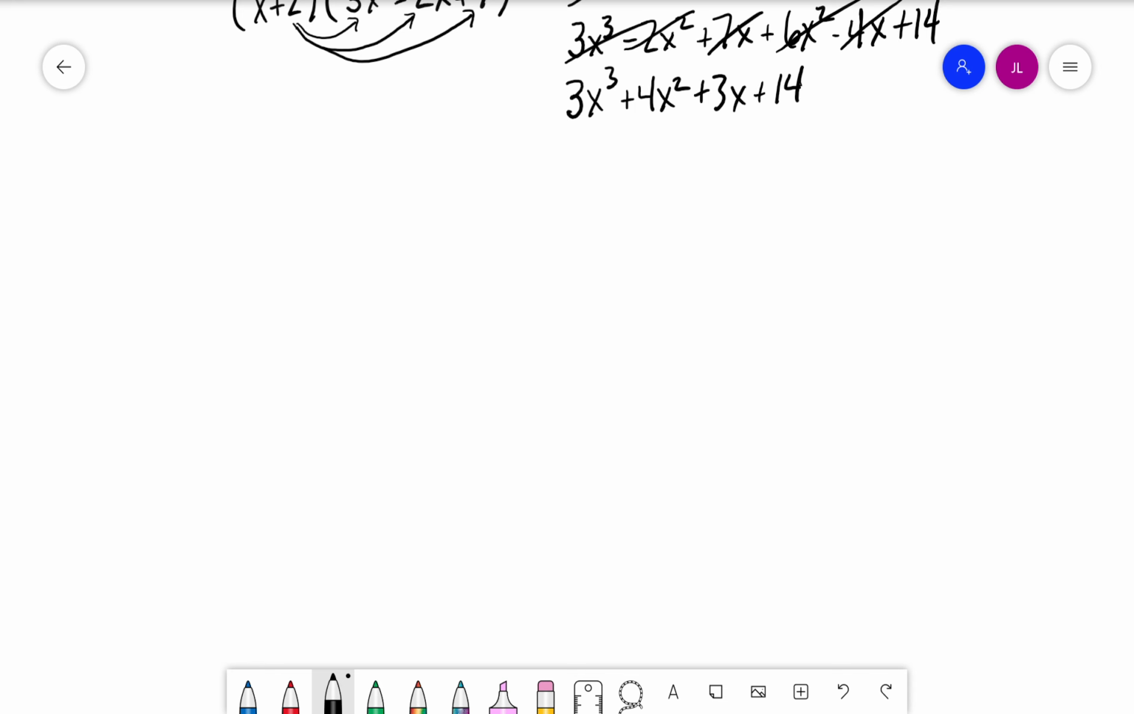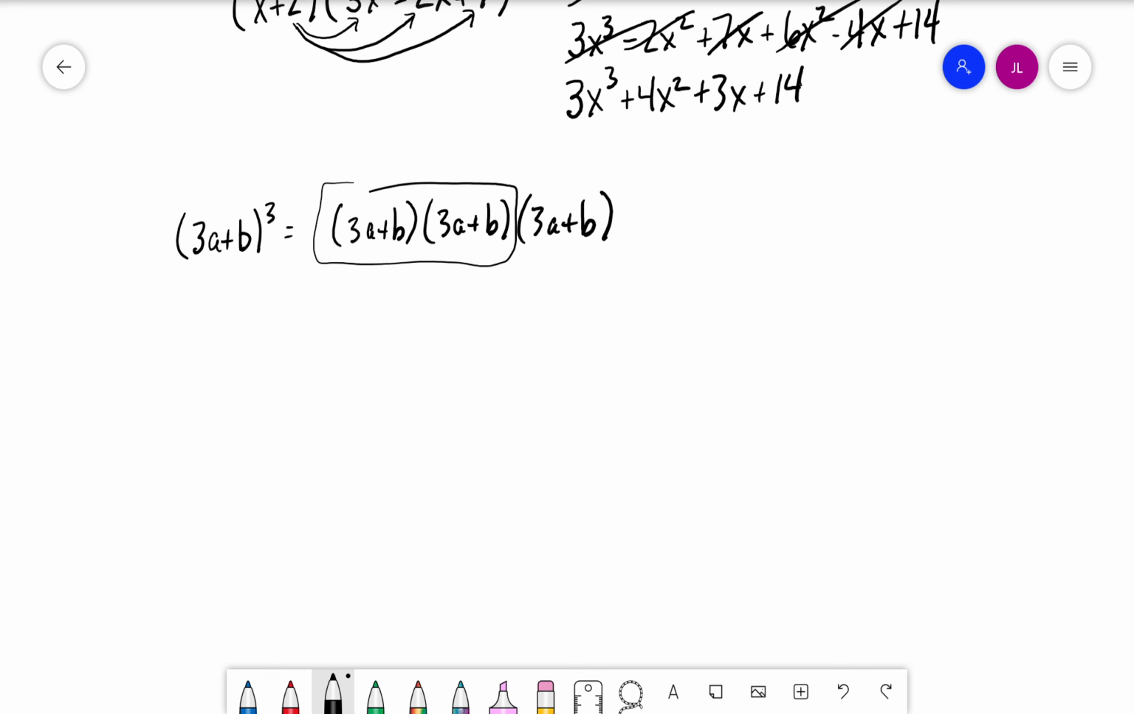And I am going to do one more, because this is kind of a fun one, I guess. What if we're cubing 3a plus b? Well, we know that equals 3a plus b times 3a plus b times 3a plus b. So in this sense, we just multiply our first two binomials. We're going to start with these two, and then the end product will multiply by the last one.